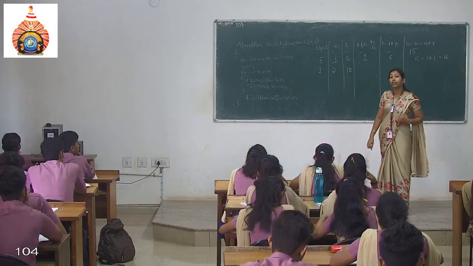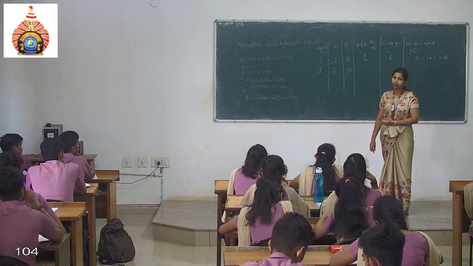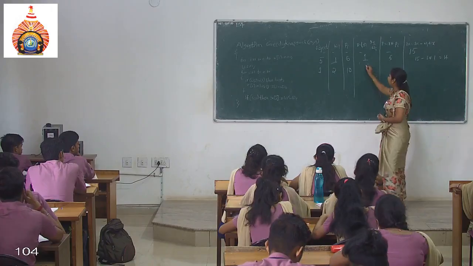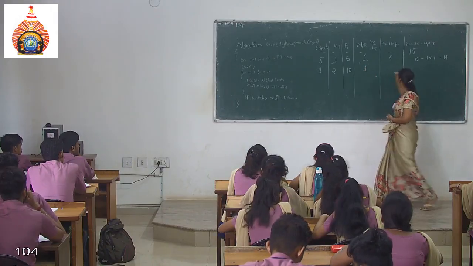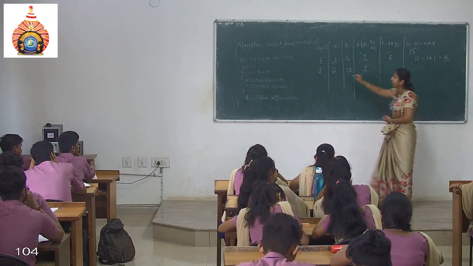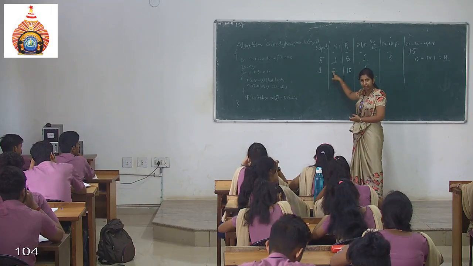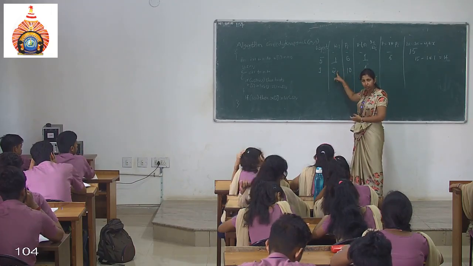Why 1? I will be writing 1. Why? Because the weight of the knapsack is 14. The weight of the next object which I want to put inside is 2, which is small. Correct? 14 is larger, 2 is small.